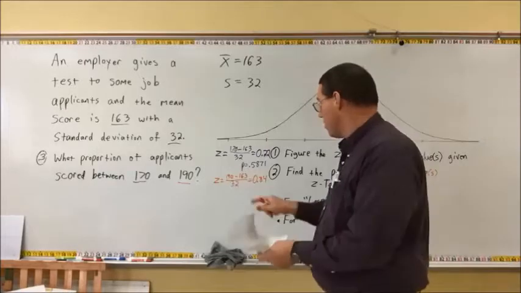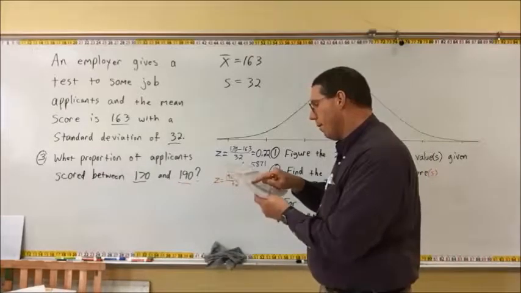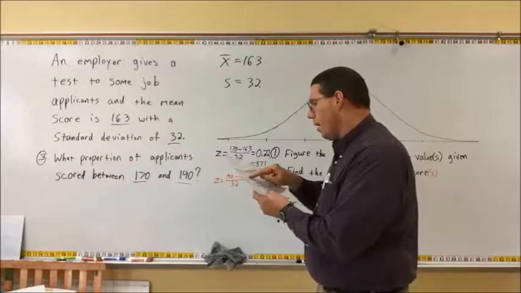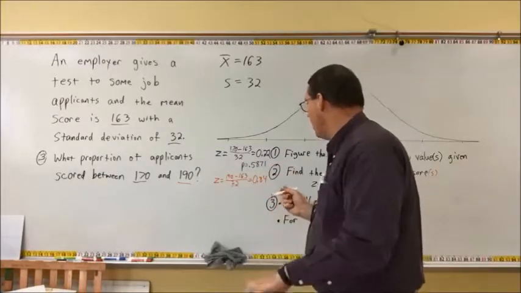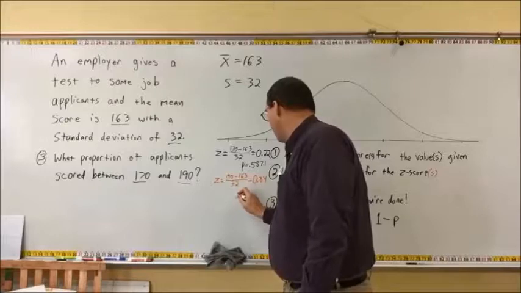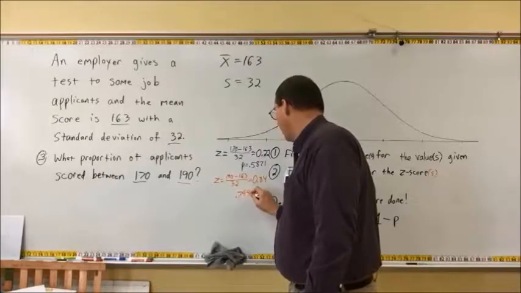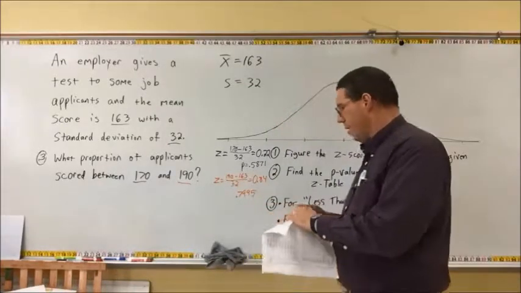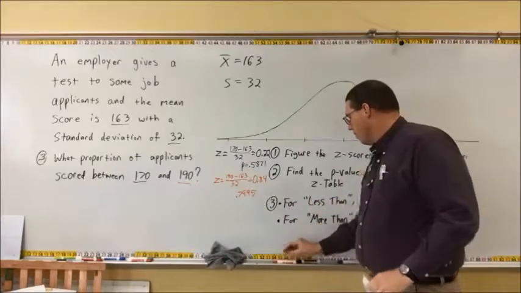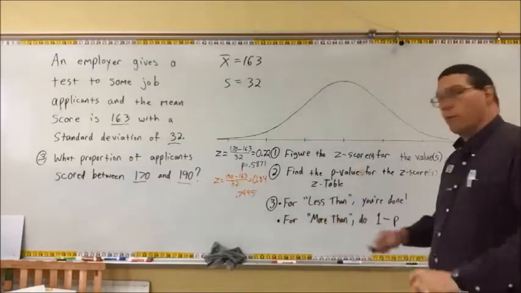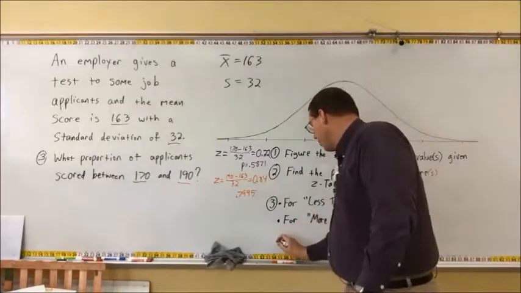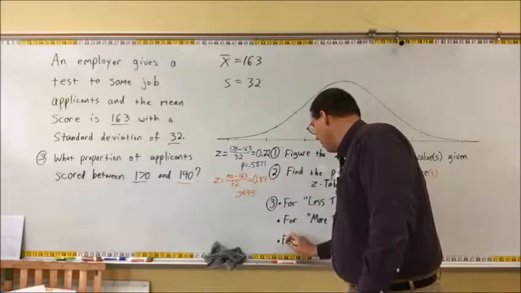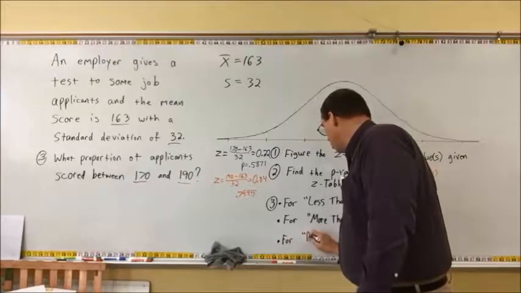And now let's look up 0.84. 0.84 gives us 0.7995. And so now, this is not a less than question. It's not a more than question. It's a between question.